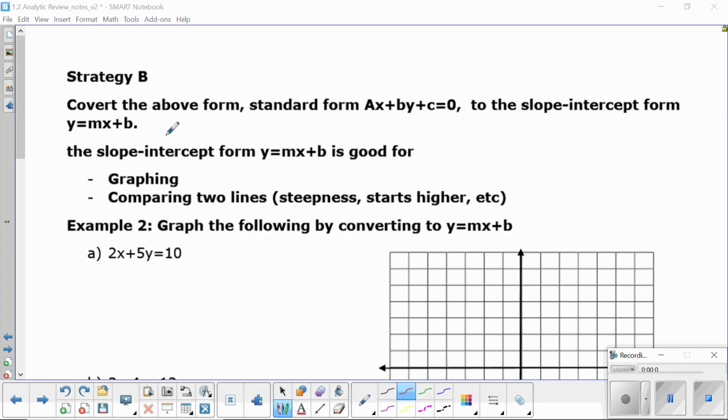I showed you how to use the x-intercept and y-intercept to graph a line that is in standard form. And we do have another strategy: we convert the standard form to the slope-intercept form. Then we know how to graph using the slope-intercept form. So by doing the conversion, we can graph it.